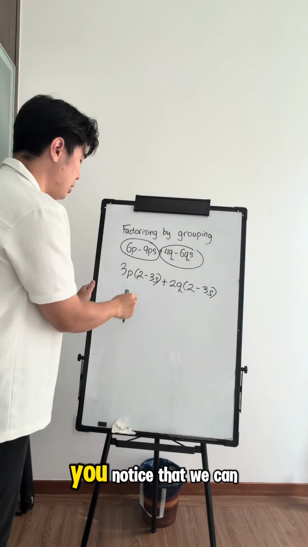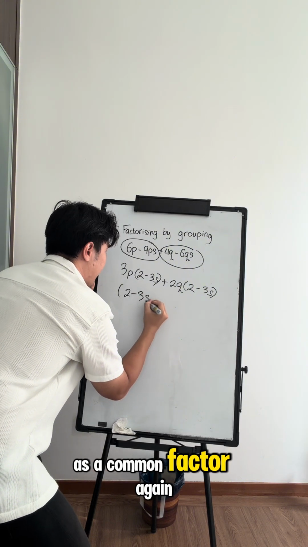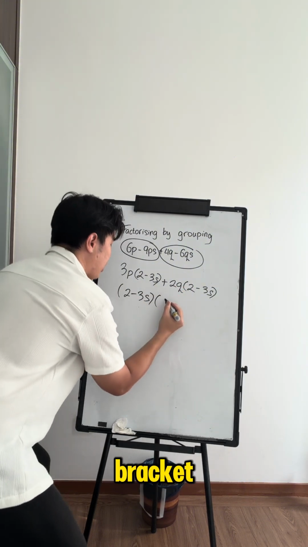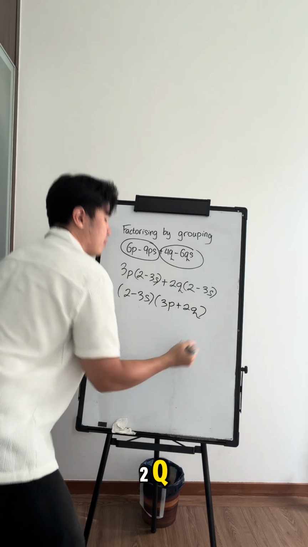Once you've got this, you notice that we can take out the (2 - 3s) as a common factor again, and inside of the other bracket, that becomes 3p plus 2q.